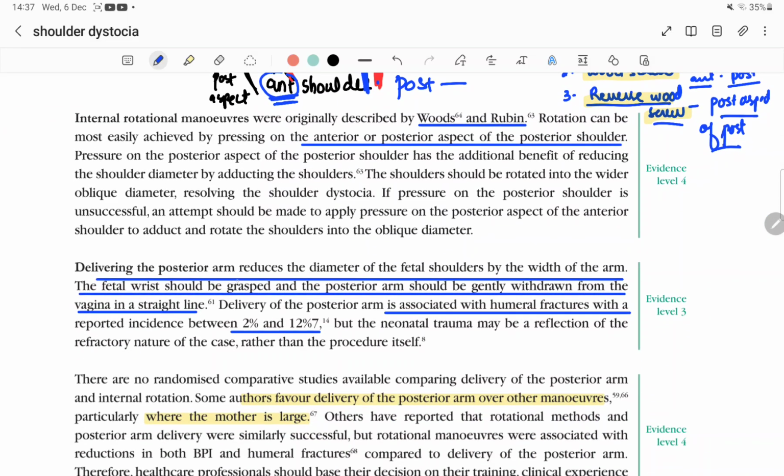Okay, one is the delivery of the posterior arm. Sometimes the delivery of the posterior arm is very simple. You have to hold the fetal wrist and grasp it, the posterior arm gently withdrawn from the vagina in a straight line. Okay, with the posterior arm we have humeral fractures. Okay, when you are manipulating the hand, it is 2 to 12%. We have 2 humerus 2 and then double 2 to 12.